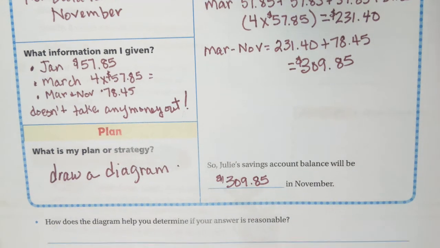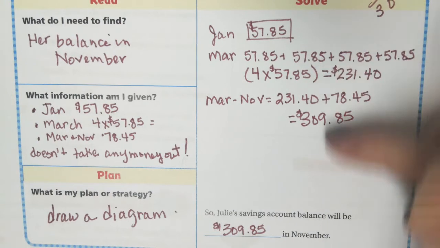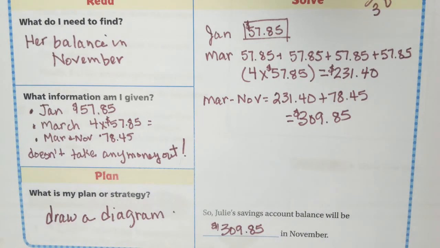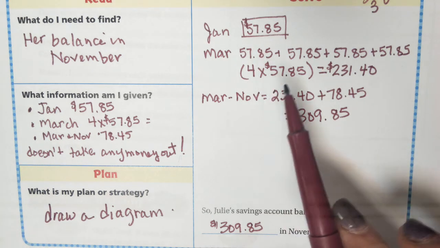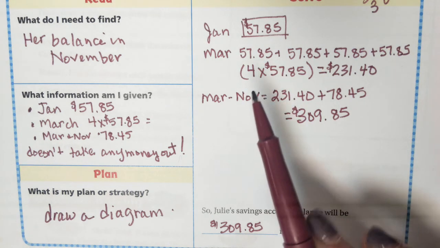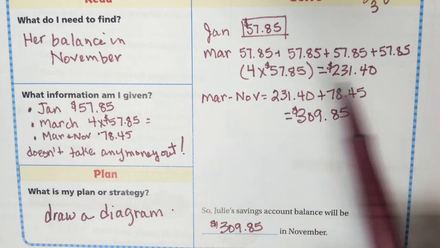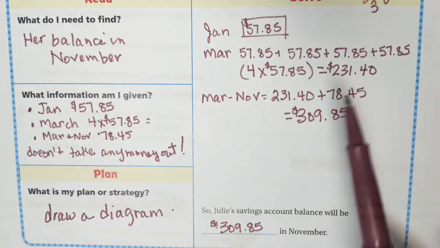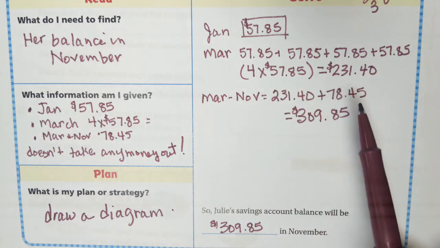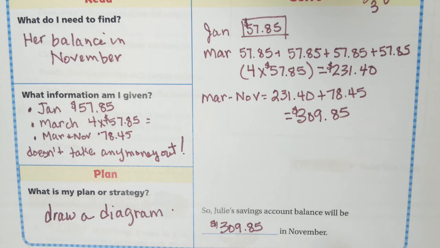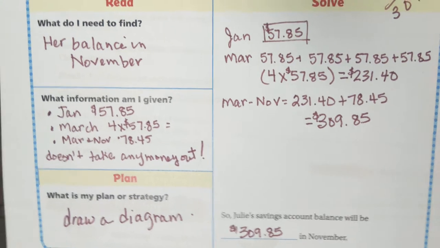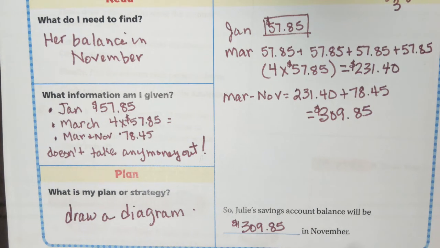Okay, so when we drew this diagram, guys, did that help you see what you were doing? Yes. Okay, number one, it was really easy when you discovered that you could work smarter, not harder, and multiply 4 by the amount they gave you for March, and then you took that amount and added her deposits to it, and you ended up with your total amount. So drawing a diagram really does help you see that your answer is reasonable. So now if you'll turn to page number 131.